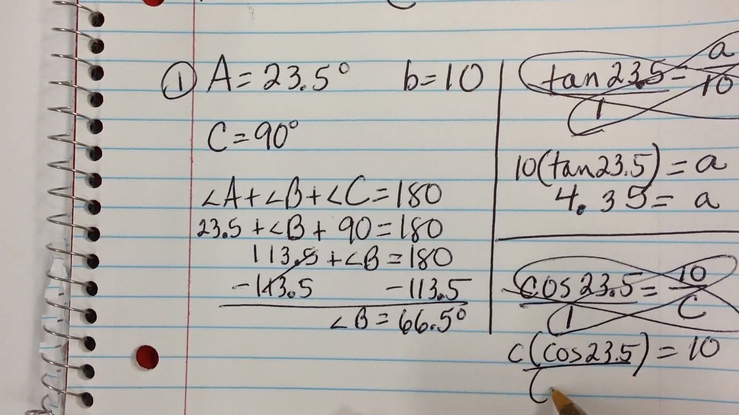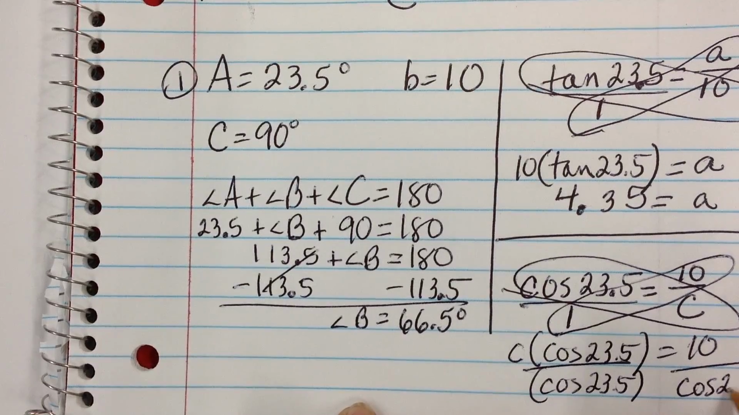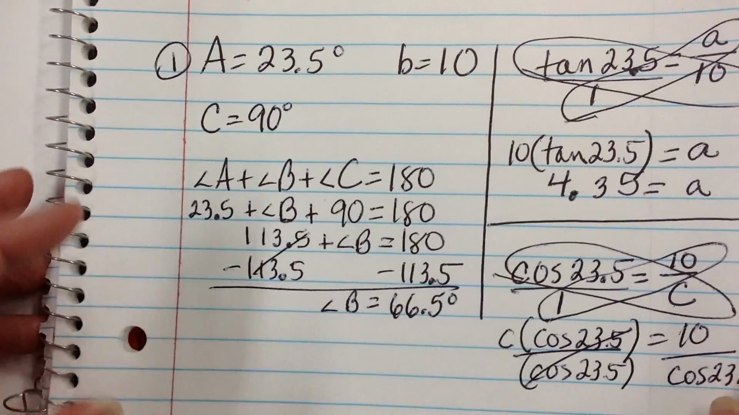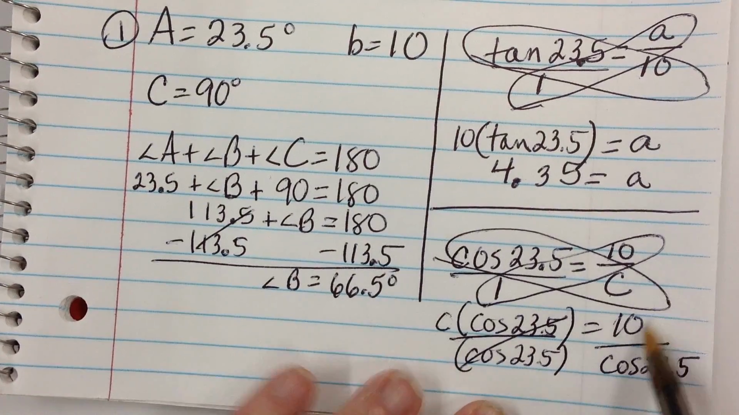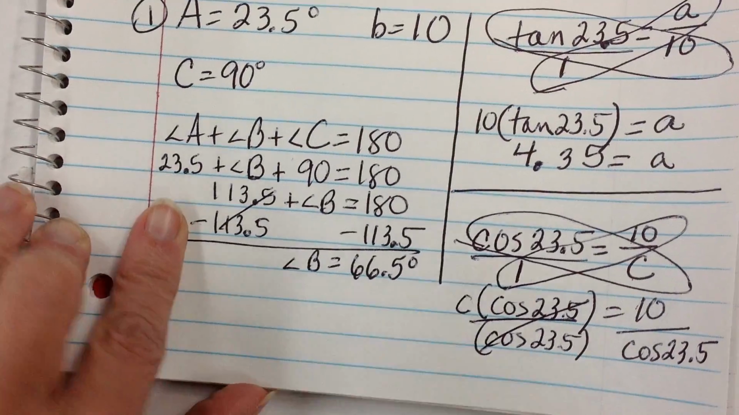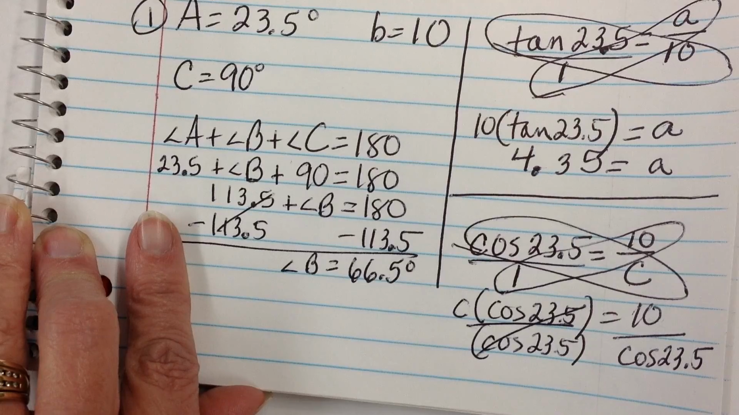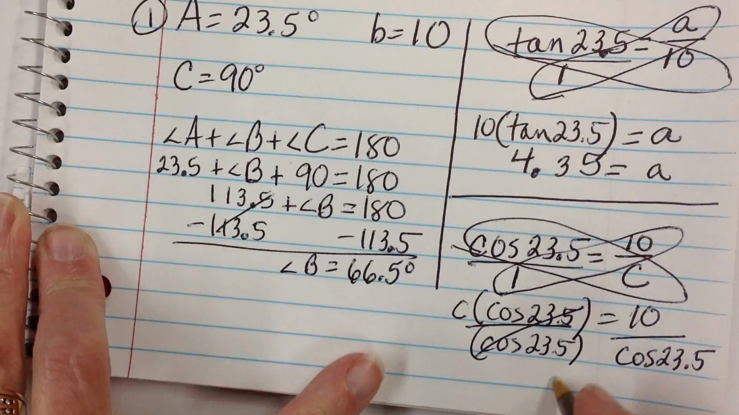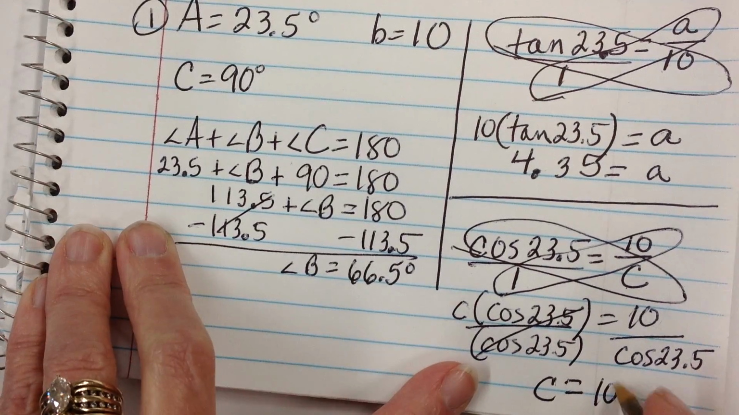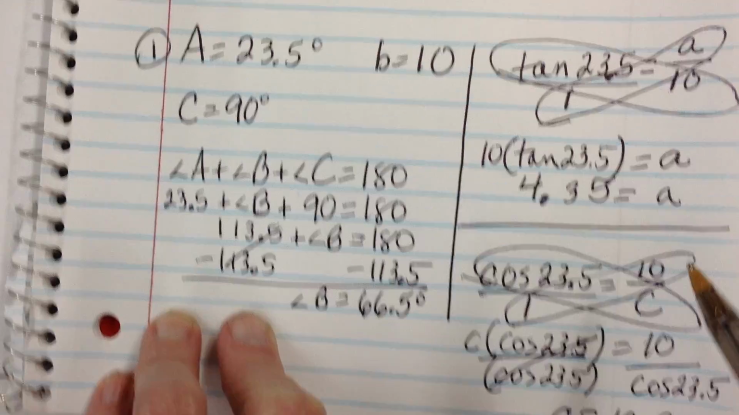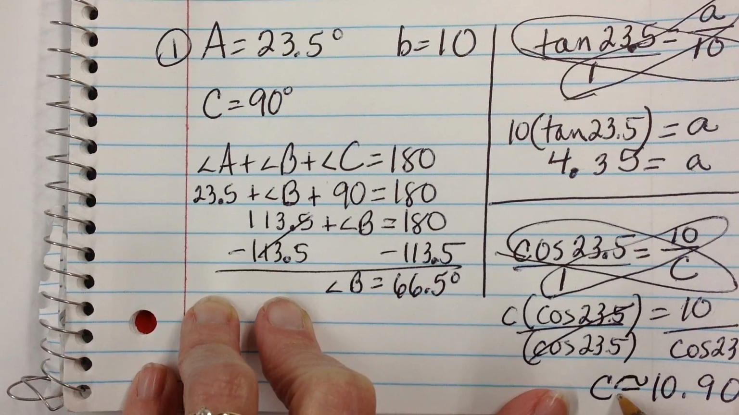To solve for c, divide both sides by cosine of 23.5. The cosines cancel on the left, so I end up with c equals 10 divided by cosine of 23.5. So let's use our calculator. 10 divided by cosine of 23.5. So c is equal to 10.90.